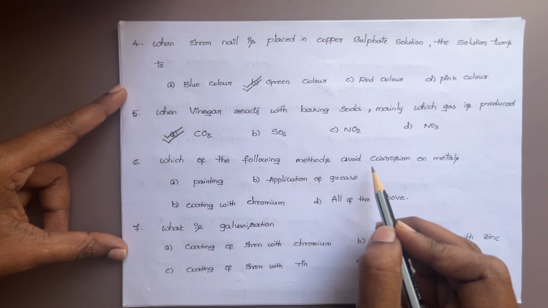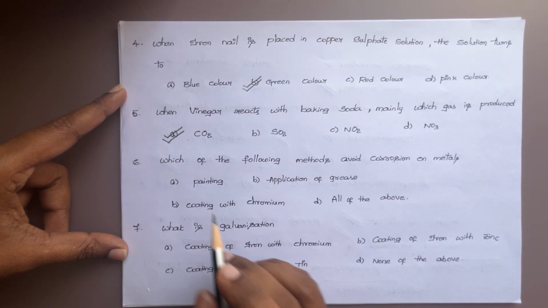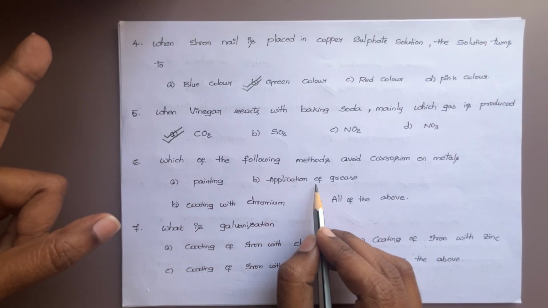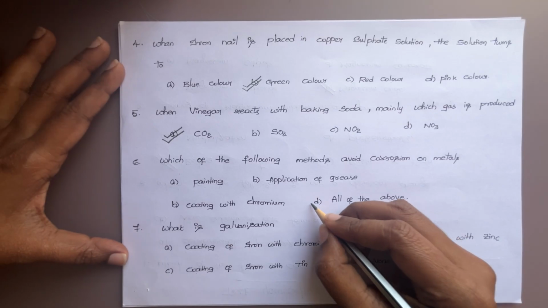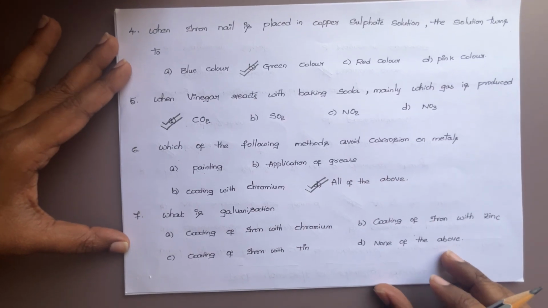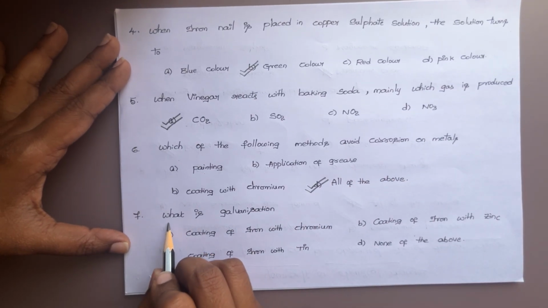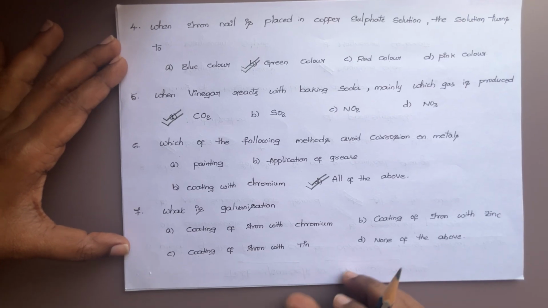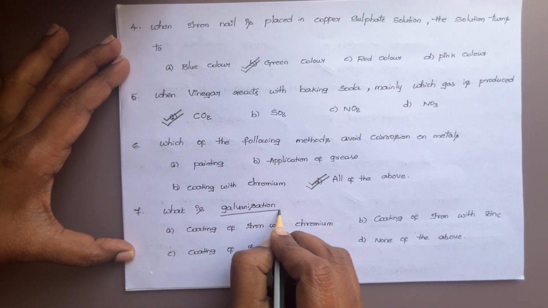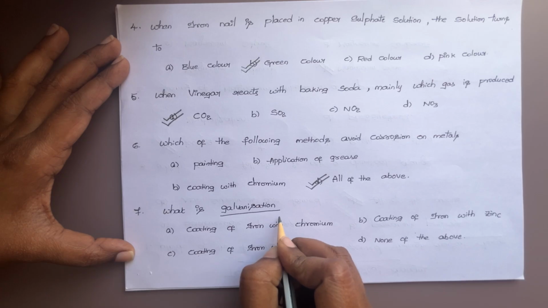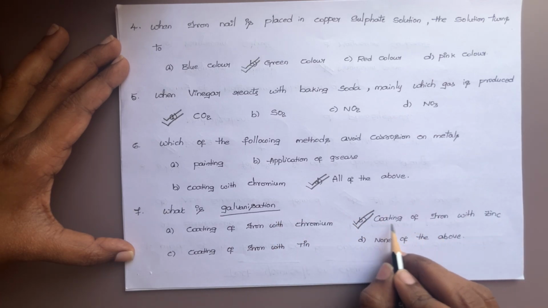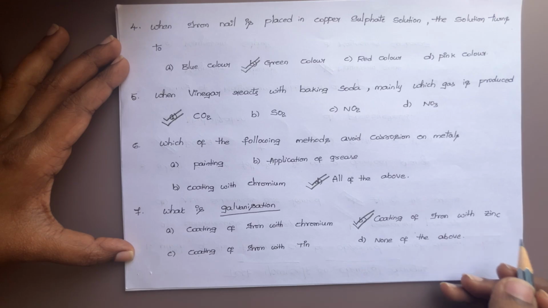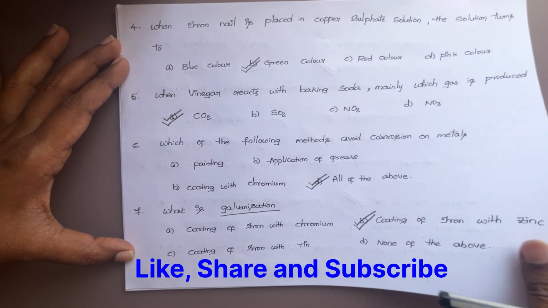Which of the following methods avoid corrosion on metals? Painting, we can avoid. Application of grease, we can avoid. Coating of chromium, we can avoid. So, all the above. What is galvanization? Galvanization, very important question. In many competitive exams, they are asking: coating of iron with zinc. Coating of iron with zinc is the galvanization process.